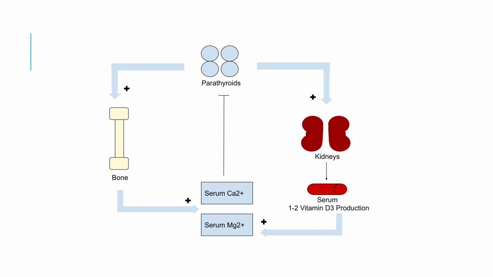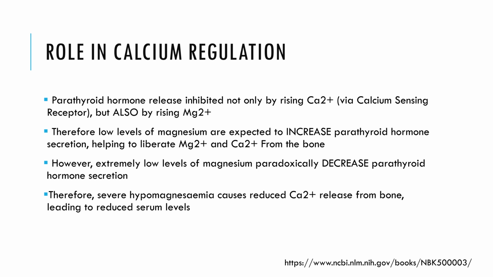Therefore, when magnesium is very low, parathyroid hormone secretion is reduced, and therefore there's less calcium liberated from the bone, which will reduce the serum calcium, leading to hypocalcaemia. And you'll see a patient with hypocalcaemia, you'll do everything you can to try and correct that, but it just won't fix itself. And a very large reason for this might be that it's being driven by hypomagnesemia. Therefore, in hypocalcaemia, always have a look at the magnesium.